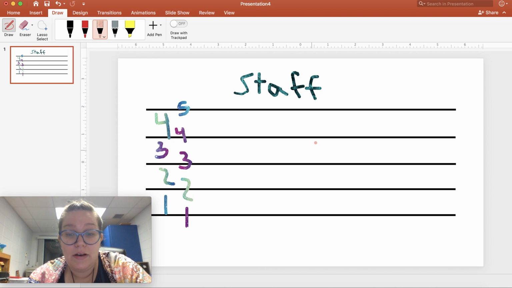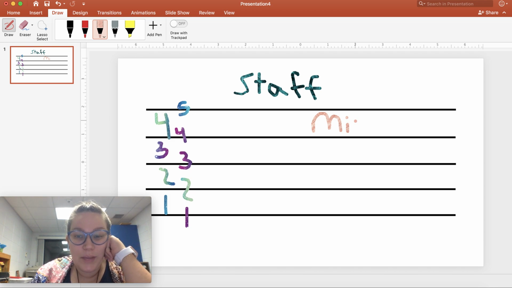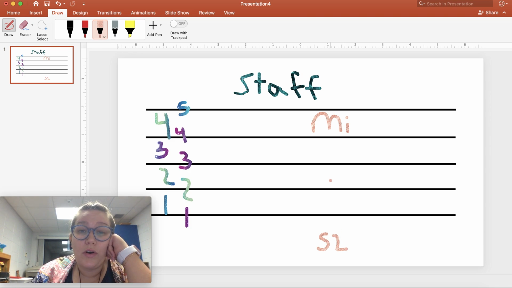So I'm going to put mi on space 4. And this is going to be super tricky. It's a challenge. So I want you to take a second before I give you the answer and think, where would we put do if mi is on space 2? Okay, I hope you have it. Do is 1 lower than mi. So do is going to be on a space because we know they're all the same, but we have to take 2 minus 1, which is, what?